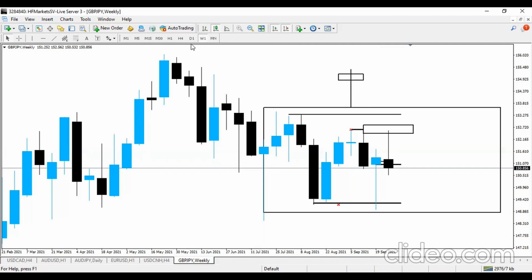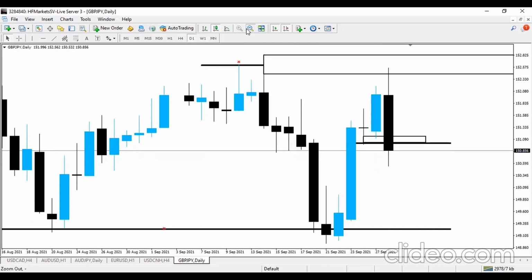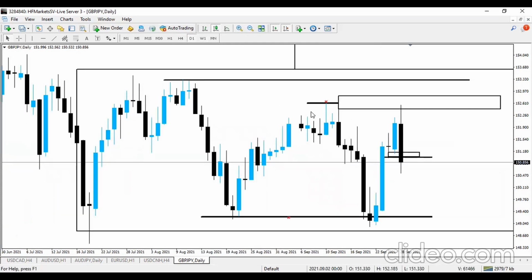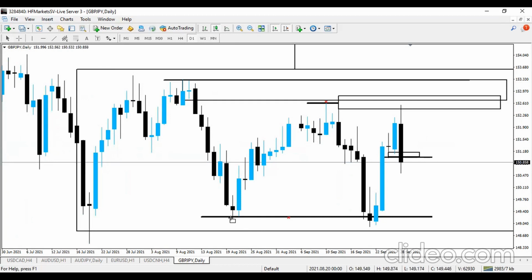When I went to the daily, I saw that we are in a supply region. Now, remember what I told you about supply and demand: you want to see structure. If you look very closely from this particular low, you can see that price has taken out structure.